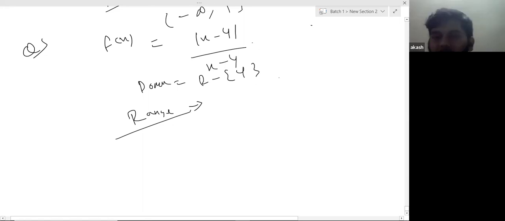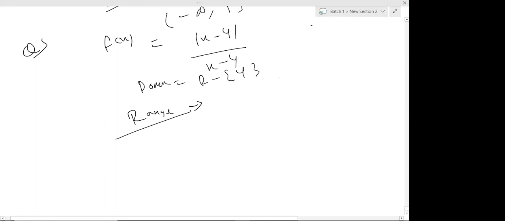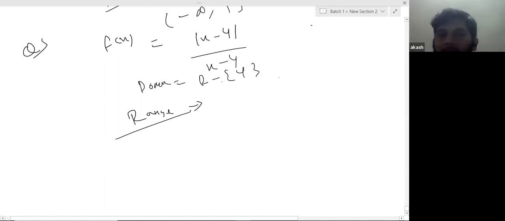See, this is just like signum function, right? So this will be either 1 or minus 1, no matter what value you put. Is this clear?